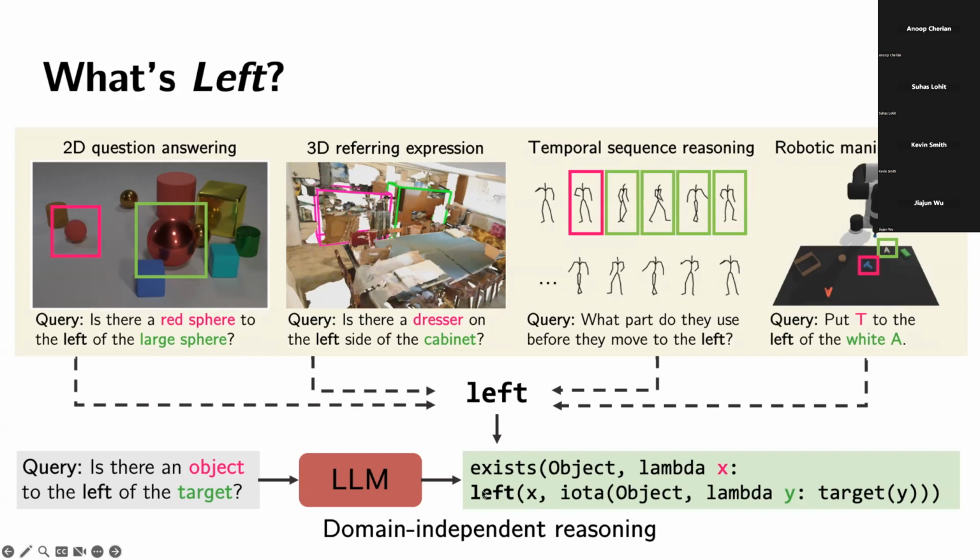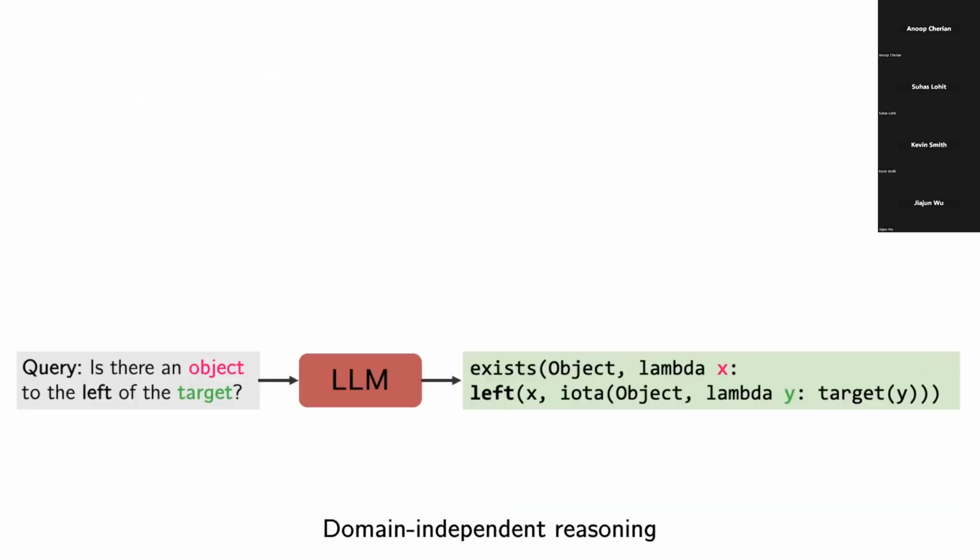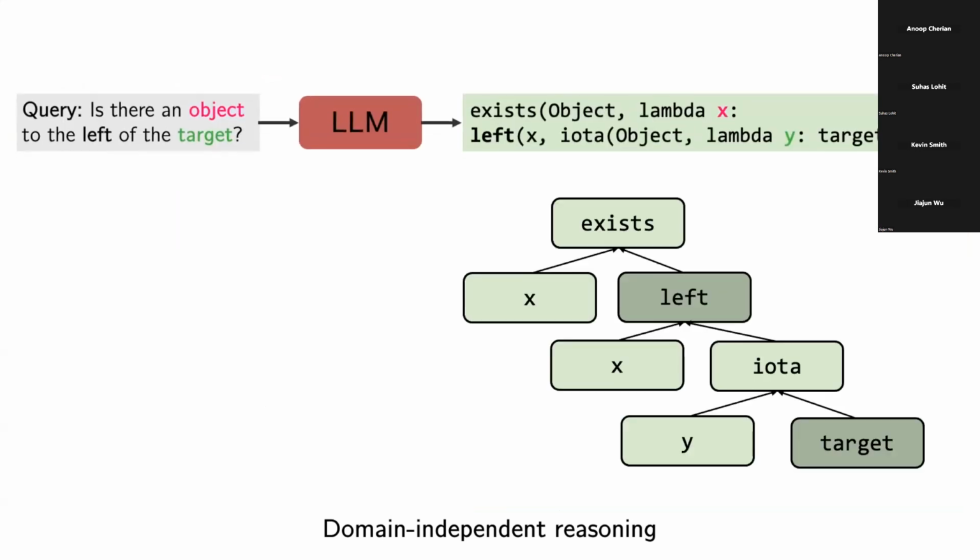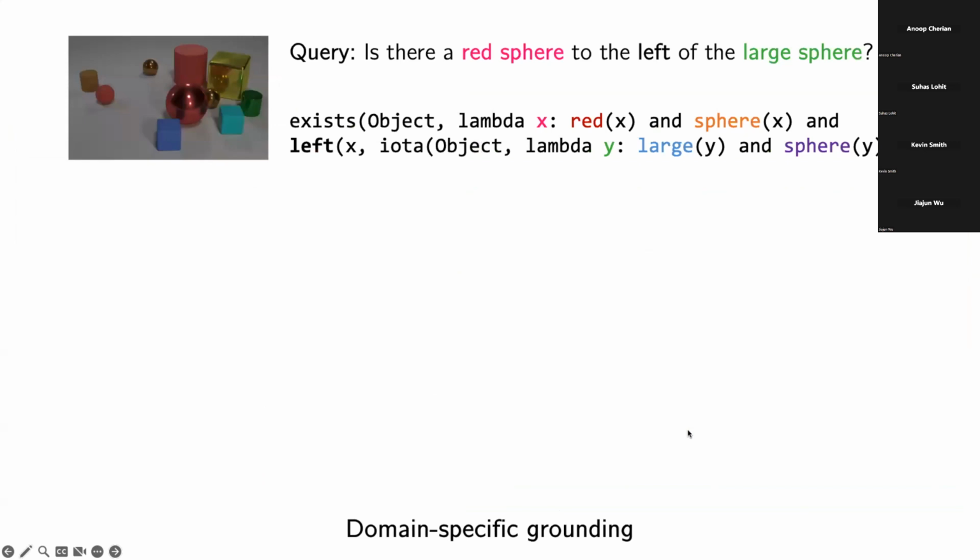So the specific meanings of left can be grounded differently in every domain. If it's 2D, if it's 3D bounding boxes, if it's robotic actions, it may mean something slightly different. But the general form, which you can represent very well using first order logic, is really universal, and it's shared across all these different domains. And I would say it probably also generalizes to other domains. So the domain independent reasoning part can be written out like this: there exists an object X which satisfies the binary predicate left, with a target object and anchor object Y. And let's see how this form can be grounded to these specific domains.